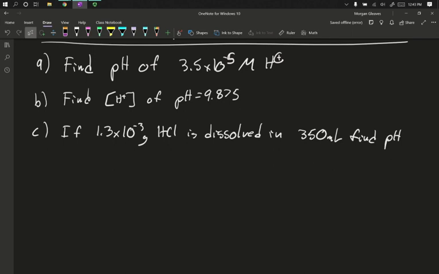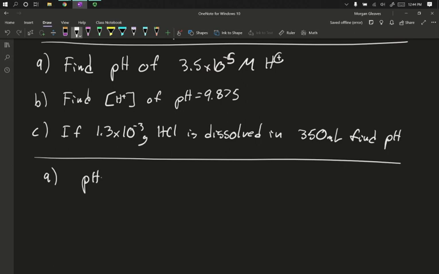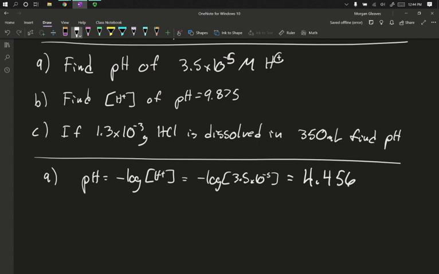All right, if you're back, let's look at problem A. I want to find the pH if I have 3.5 times 10 to the minus 5 molar H+. Well, our pH is equal to the negative log of our H+ concentration, so the negative log of 3.5 times 10 to the minus 5. This comes out at 4.456 for its pH value.